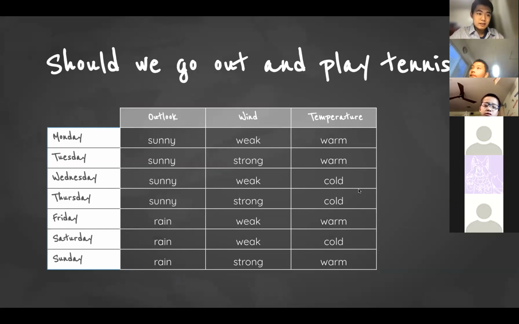Now, let's take a look at our example. Shall we go out and play tennis? How do we make a decision tree that can help us create decisions? Yeah, go ahead. You can look at all three categories. It's sunny, so it's possible to go out on Monday, Tuesday, Wednesday, and Thursday. But at the wind, along with sunny, Tuesday and Thursday get eliminated because it's strong wind.